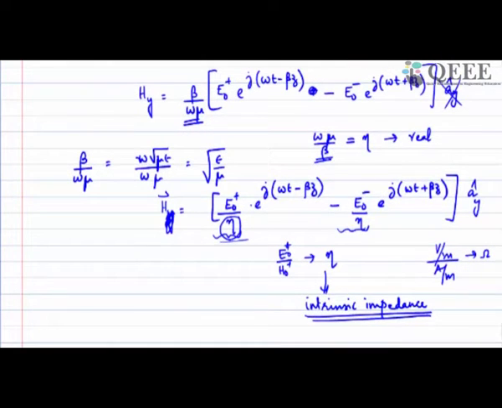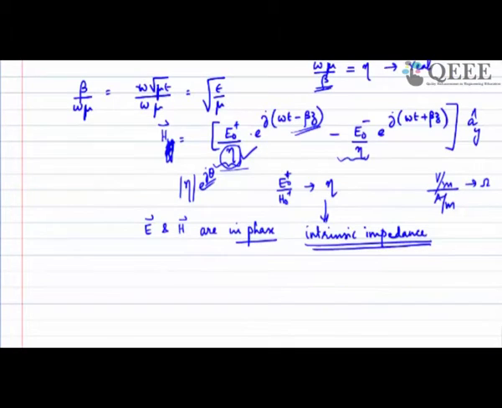Now the intrinsic impedance is a real quantity, which means that E and H are in phase. What does that mean? If this was a complex number, then I should have written this as magnitude of eta times e power j some theta, and that would have appeared here, which means that my E and H are out of phase. But in this particular case, eta turns out to be real, so my E and H are in phase.